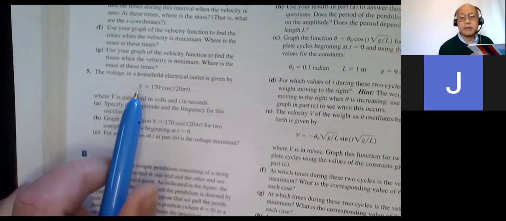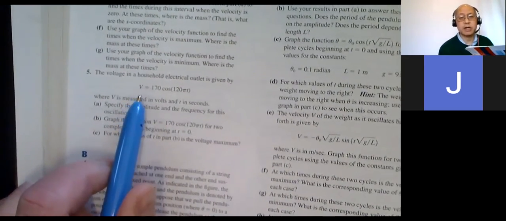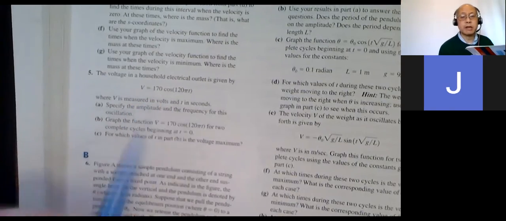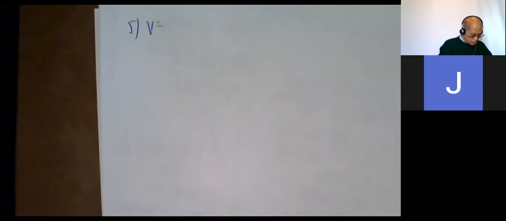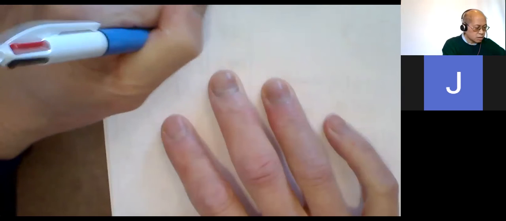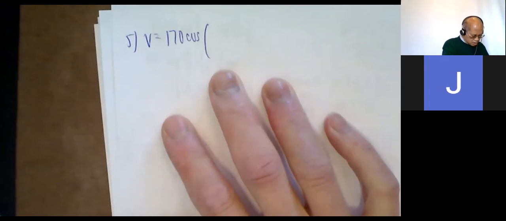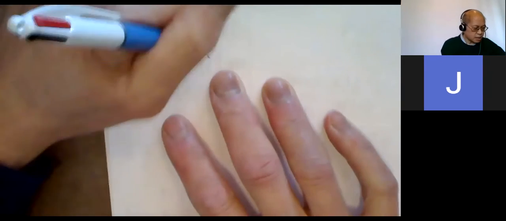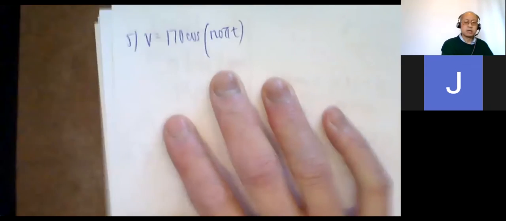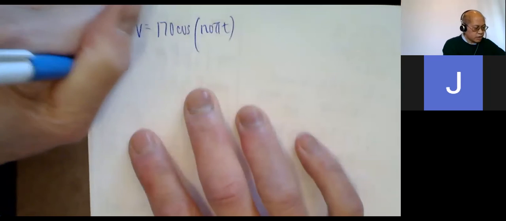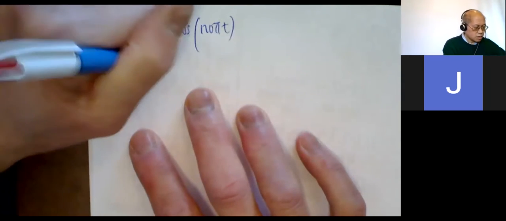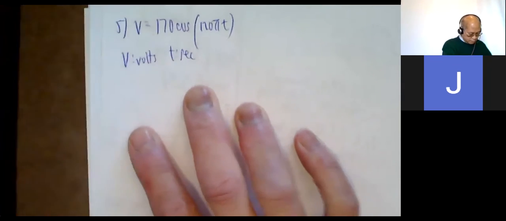All right, so voltage in an electrical outlet behaves under simple harmonic motion with a sine or cosine curve. So 170 cosine, and so on. Let me write that down. Voltage is 170 cosine 120 pi t. V is in volts, t is in seconds.